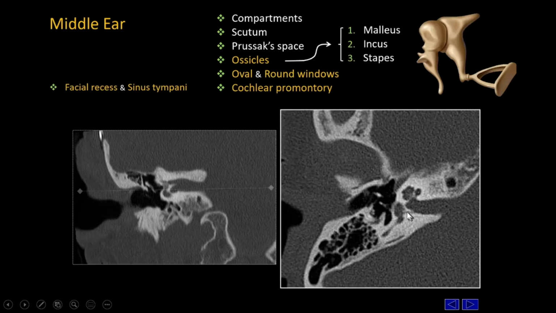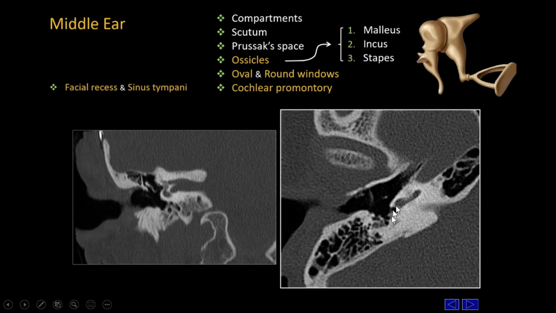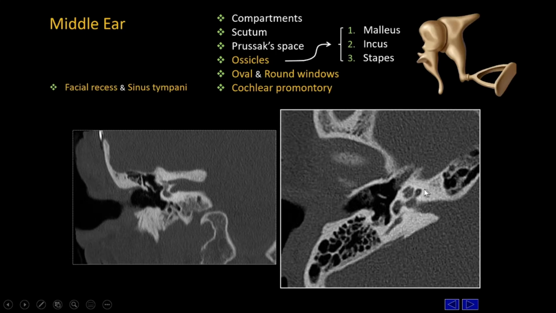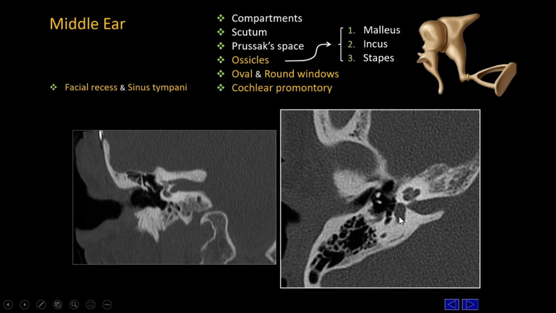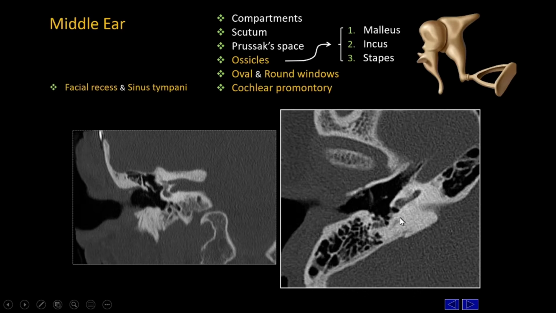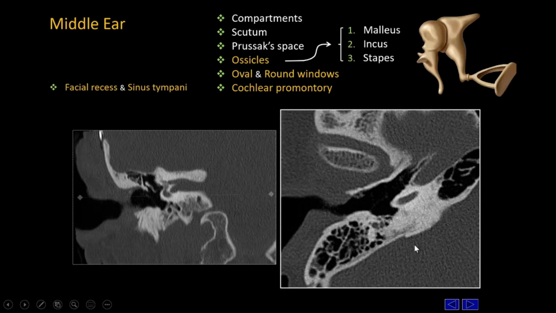So on axial view, the oval window is not that easily seen. You just have to find the footplate and you know where the oval window is. Look more inferiorly, you can find the round window. The round window is very easy to locate. Just find the basal turn of the cochlea, and right at the edge of the cochlea, you will see a small indentation as if there's a small air pocket. That is the round window. So make sure the oval window on the top, round window on the bottom, are well aerated.